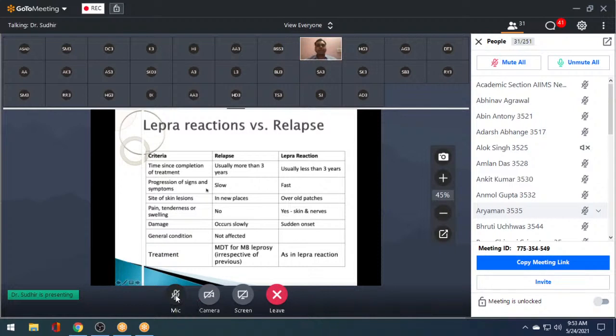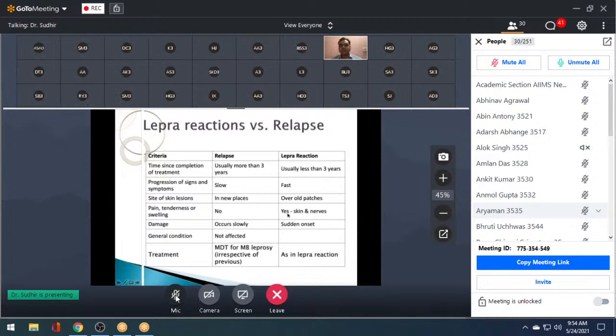Okay. Progression of signs and symptoms is very slow in case of relapse, but it is fast in case of lepra reactions. Skin lesions are at few places in case of relapse, and in lepra reaction, they are over the old patches. Pain, tenderness, and swellings may not be seen in relapse. Here they can be seen in lepra reactions. Okay. Damage occurs slowly in case of relapse. In lepra reaction, there can be sudden onset of damage: nerve damage, paralysis, deformities, all these things. General condition is not affected in case of relapse. Here it can be affected, like in type 2 reactions, which can affect any part of the body or organs.